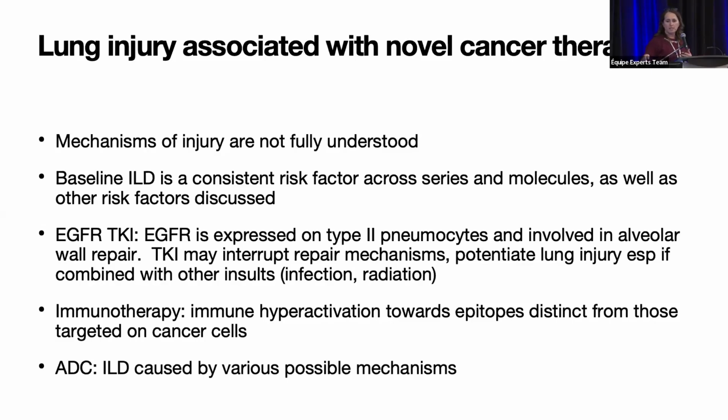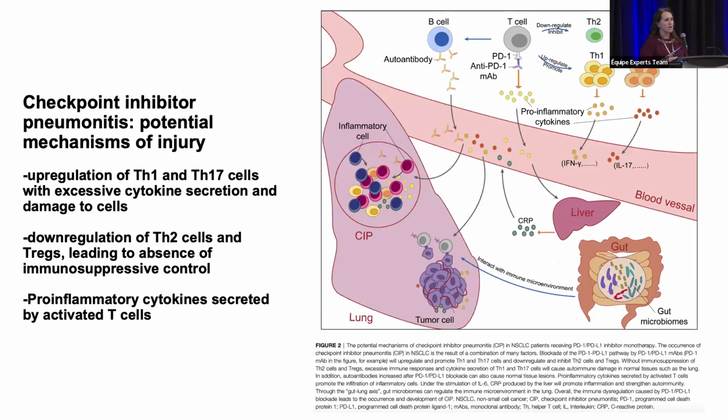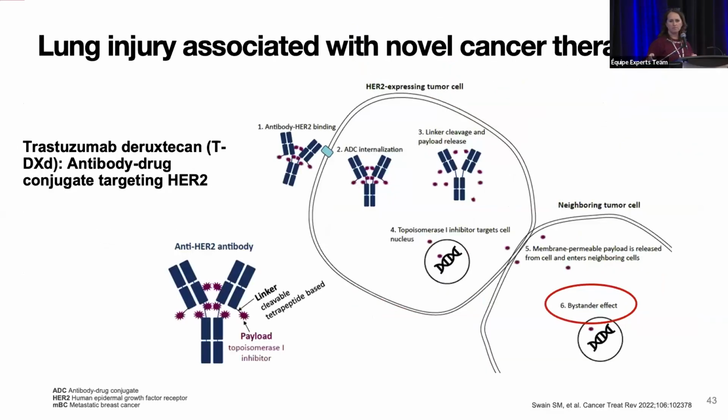With immunotherapy and ADCs, I'll show them on the next couple of slides. We've seen some of these mechanisms. We looked at it with the colitis. This is a pictogram of what happens in the lung, but there's felt to be upregulation of Th1 and Th17 cells, excessive cytokine secretion, causing damage to the cells. And we see downregulation of the Th2 cells and T regulatory cells, leading to the absence of the immunosuppressive control. And of course, all of this pro-inflammatory secretion causes cellular damage.